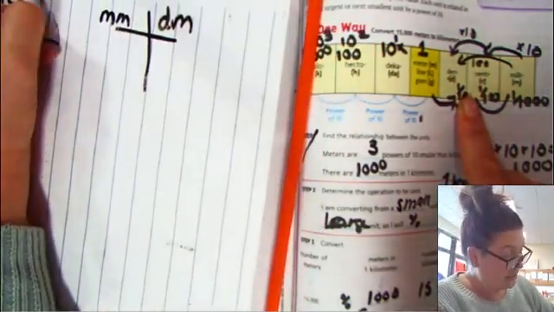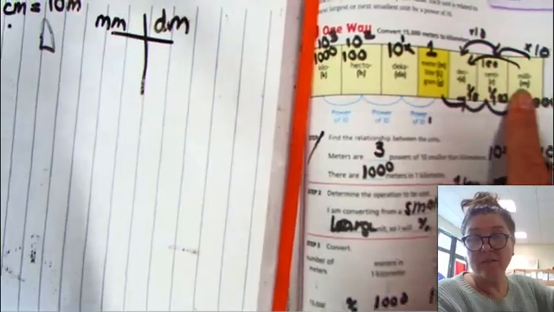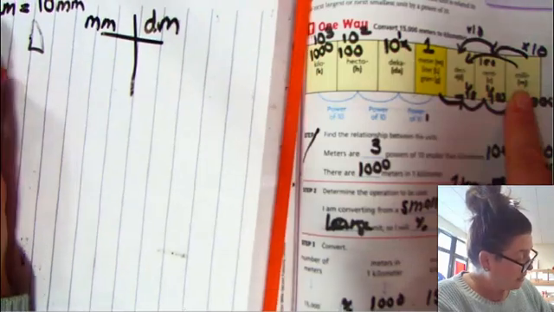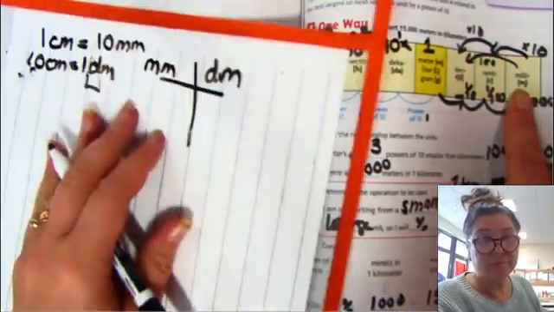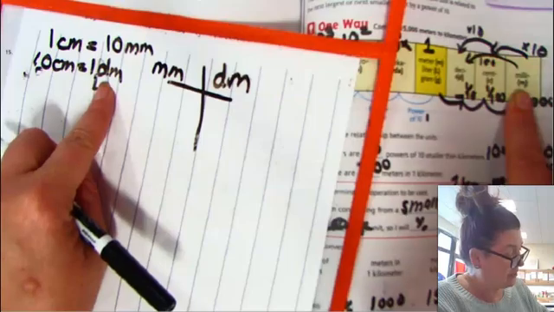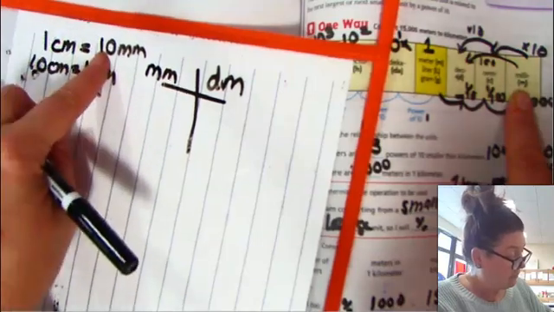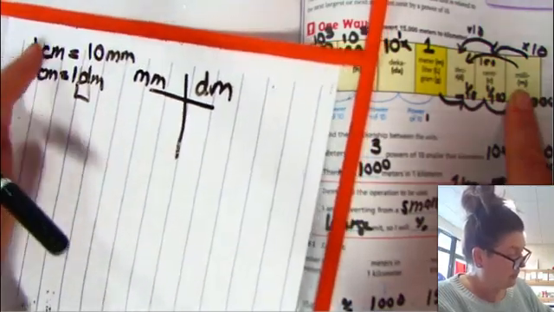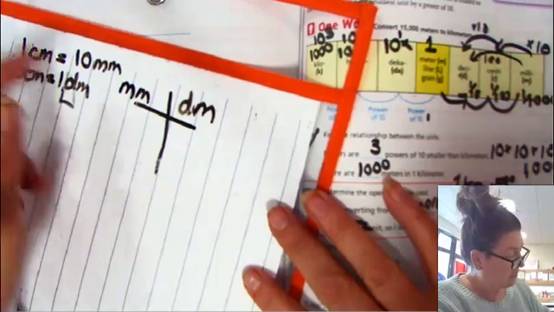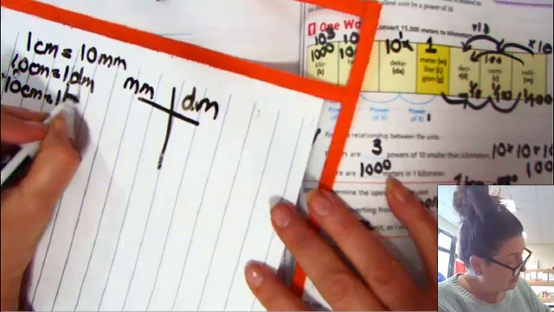So we do know that 1 centimeter is equal to what? 10 millimeters. Do you see that? 1 centimeter is equal to 10 millimeters. And 10 centimeters is equal to 1 decimeter. So 2 centimeters would be 20, 3 would be 30, 4 would be 40, 5 would be 50, 6 would be 60, 7 would be 70, 8, 9, and then 10 would be what? 100. So 10 centimeters would be equal to 100 millimeters.